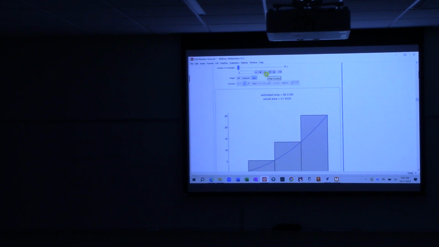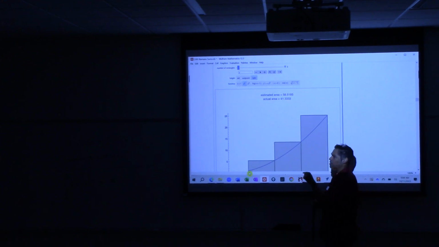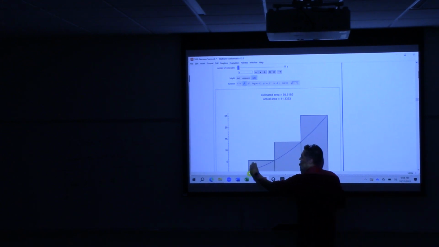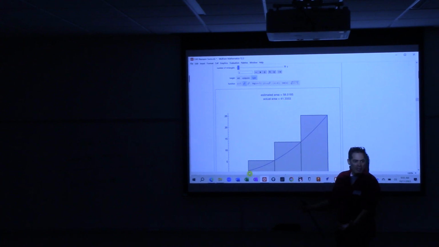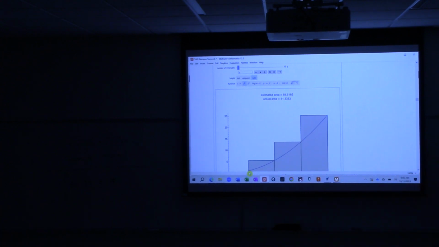More rectangles. Maybe 3 rectangles, right? That's better. You see, every time I do that, I'm getting less error, right? You could say that the error is going to be this and this and this, right? That's like too much. We're overcounting on that, right?